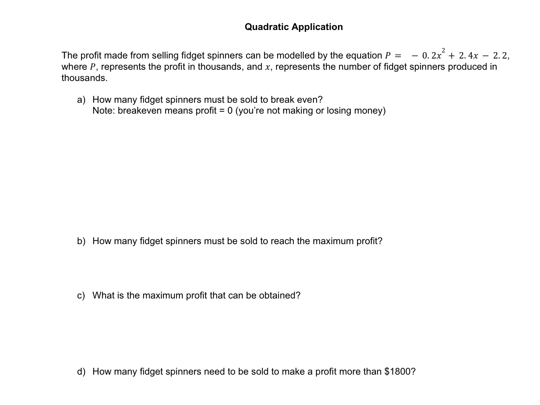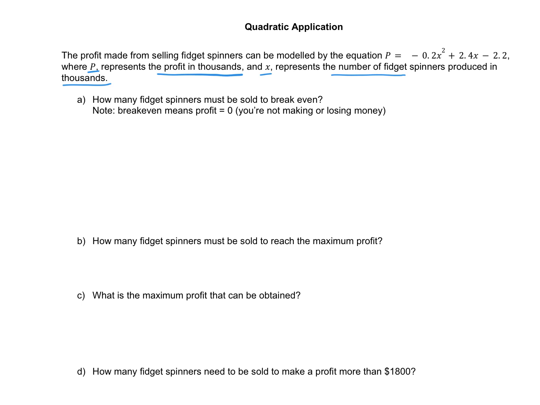In this video, we will be looking at some quadratic application problems related to both standard and factored form. So let's start with an example where we are given the equation to model this scenario. The profit made from selling fidget spinners can be modeled by the equation P equals negative 0.2x squared plus 2.4x minus 2.2, where P represents the profit in thousands and X represents the number of fidget spinners produced in thousands.